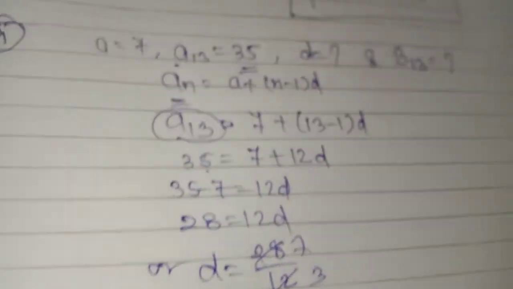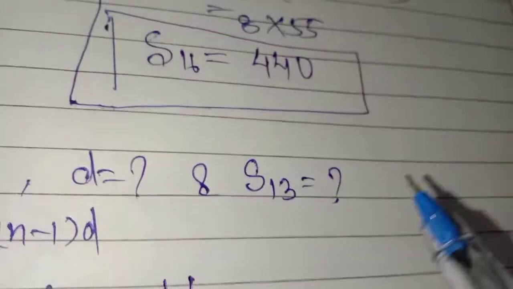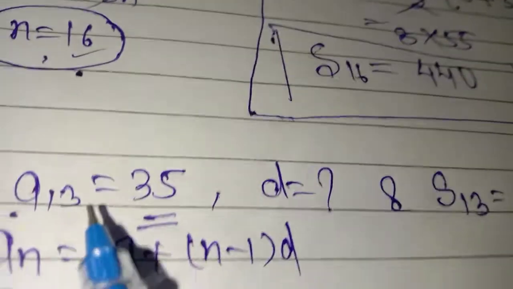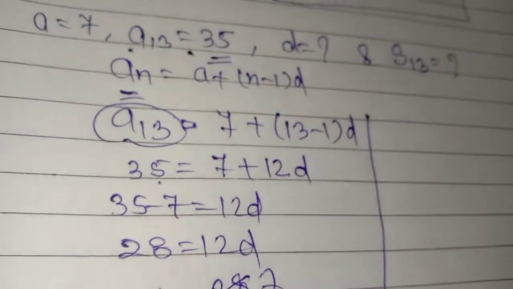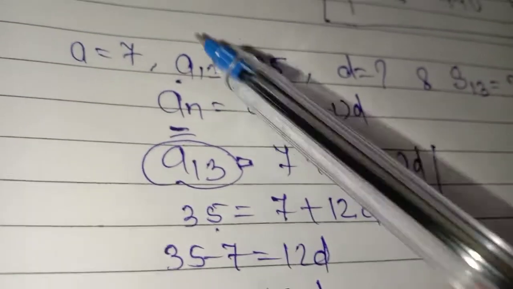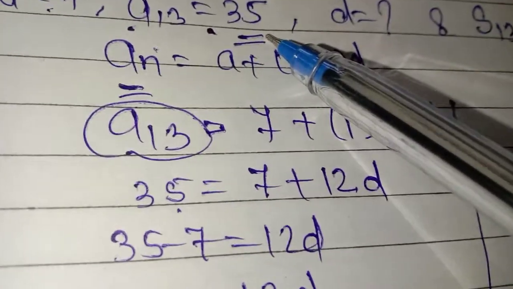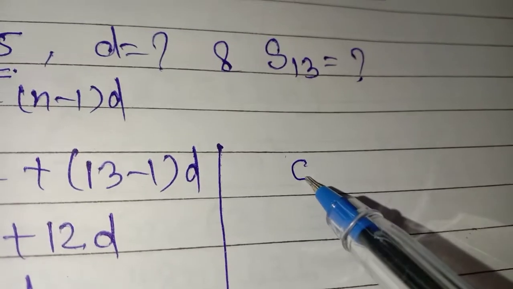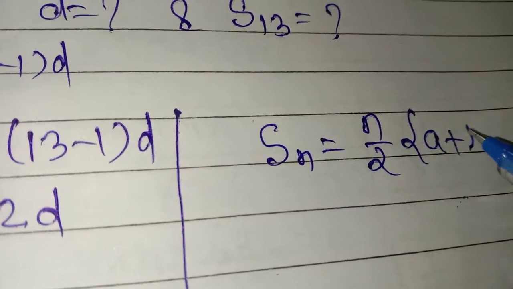That you can see. Now what do you have to find? S13. Once again, see, the last term is given. We got the difference, but that doesn't matter here. A is given, n is given, and the last term is given. So what formula will we use here? Once again it is Sn is equal to n by 2 into a plus l.